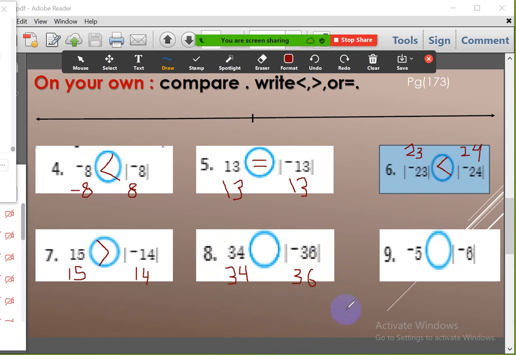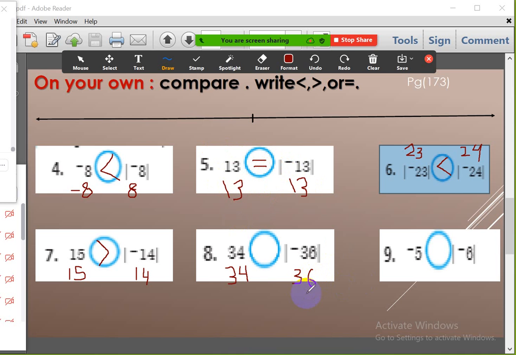Equal? Okay, you ask me about equal. Because look, I have here the answer for this: the absolute value for negative 13 is 13. And this number is also 13. So they are equal, 13 and 13. That means they are equal.